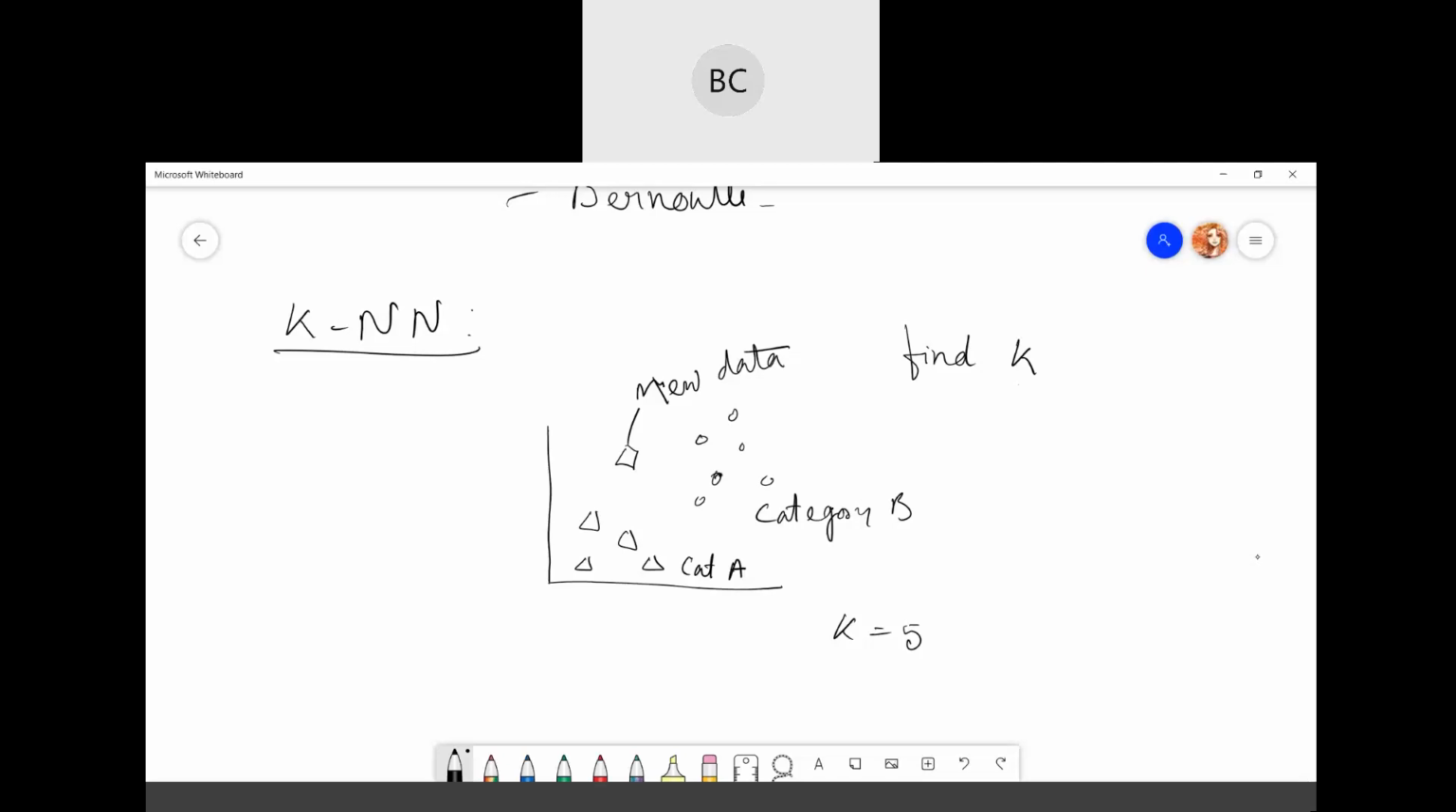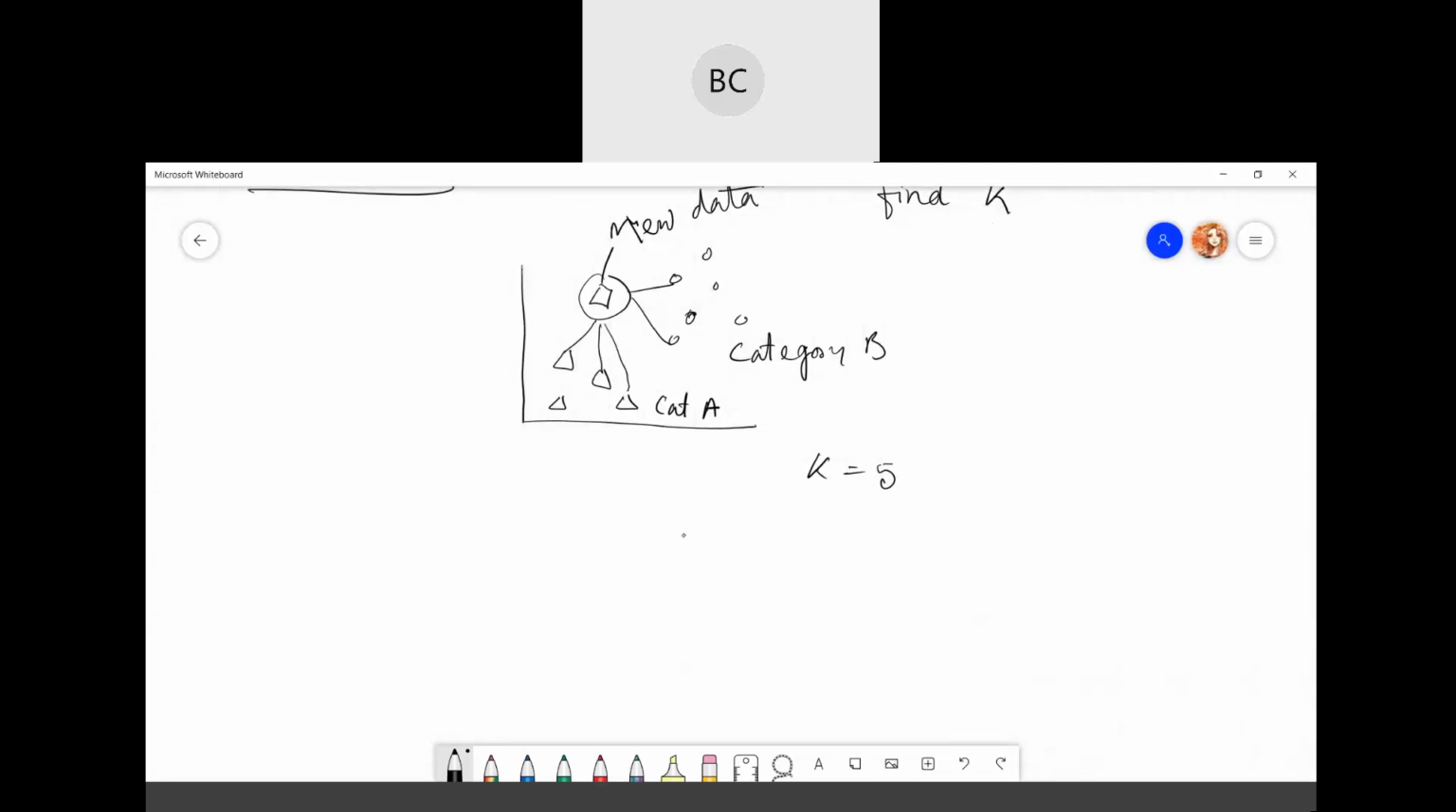Okay. So after selecting the k, then what you do, you find the Euclidean distance between your new data and all the k neighbors. Maybe you take this one, 1, 2, 3, 4, 5. You just take random k values, then you find a Euclidean distance.